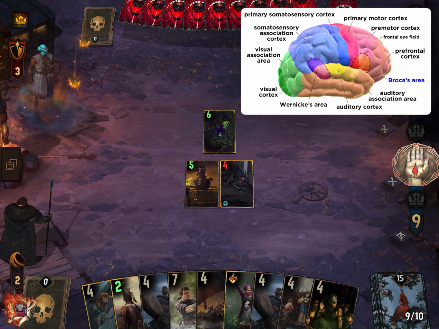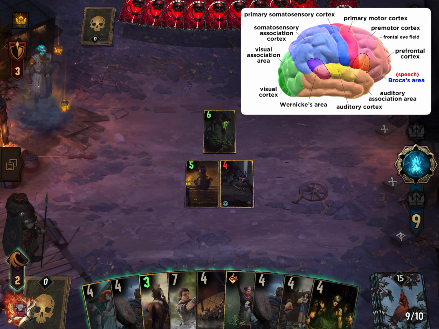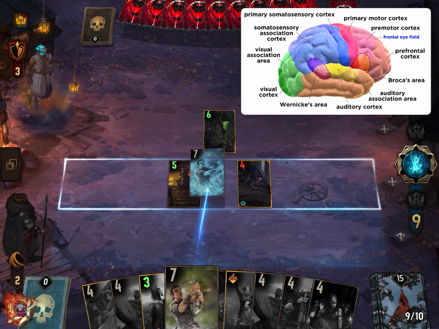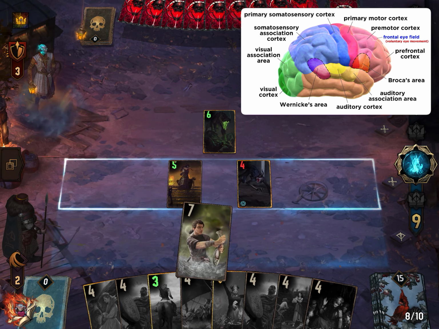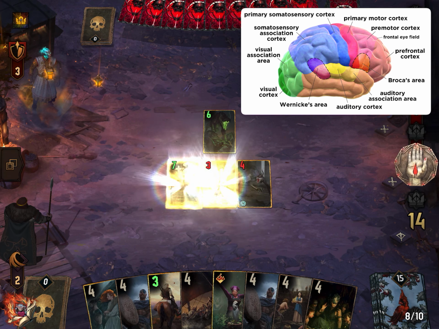Next is Broca's area. This controls muscles involved in speech production, among other things. And then there is the frontal eye field, which controls voluntary eye movement. Moving on, let's list the sensory areas.